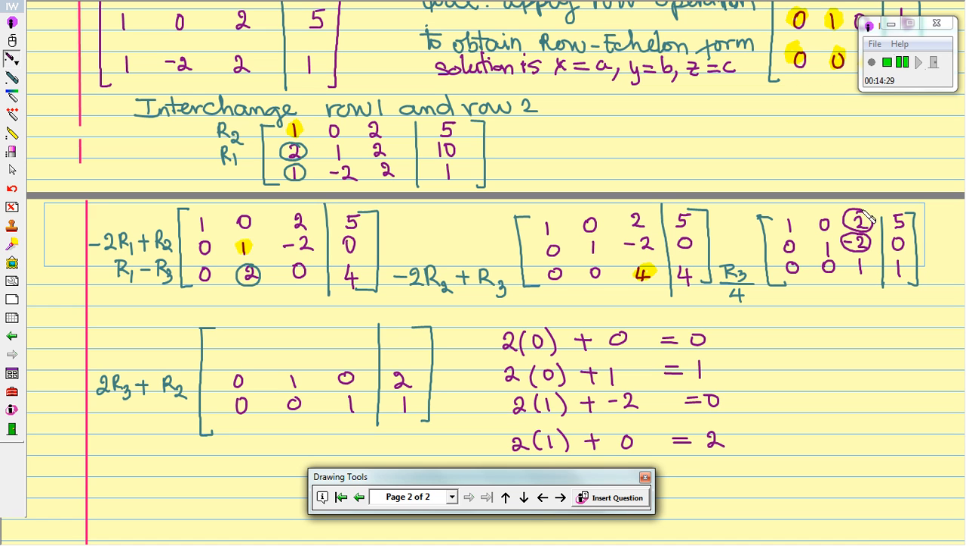Now let's move on to row 1. So row 1, column 3, we want to become a 0, but this is a 2. So we have to take 1 times negative 2, so that when we add it with the 2, it becomes a 0. So this way we say negative 2 times row number 3 plus row number 1. That will be the new row 1.